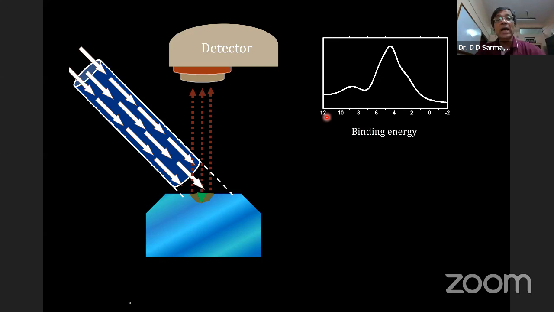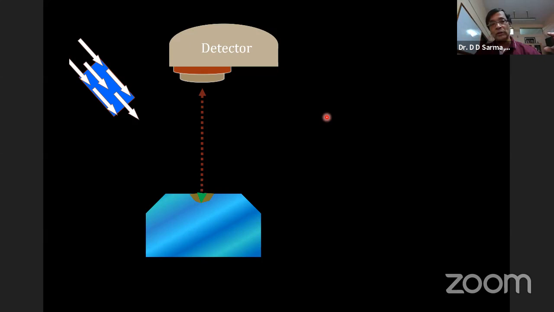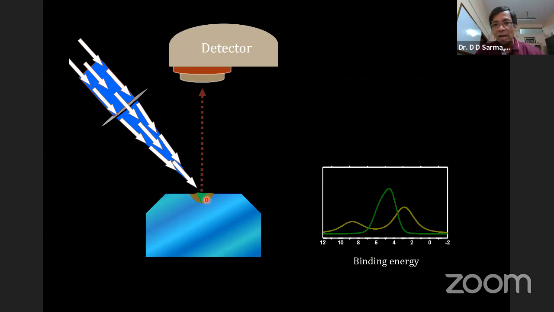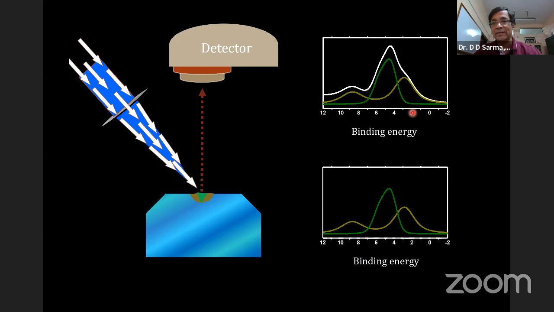But what one would like to do is, instead of coming with a very broad beam of photons, you put a lens in front of it and then bunch it up very tightly. And if you can do that, now you can focus this particular photon to fall only on the green one and get the green signal. And then you put the bunch on the gray part and get the gray signal here. Whereas the sum of this green signal and gray signal is your white signal that you get with a wide beam. This is called photoelectron microscopy.